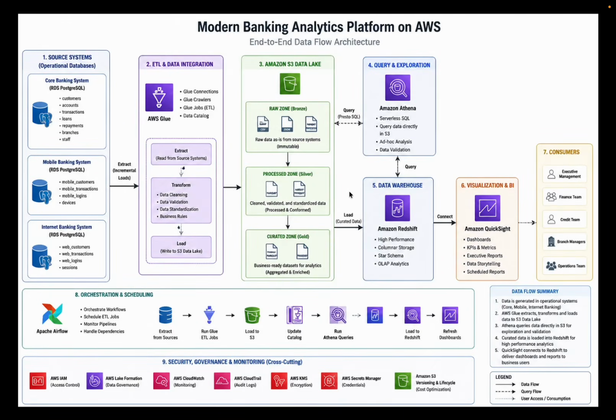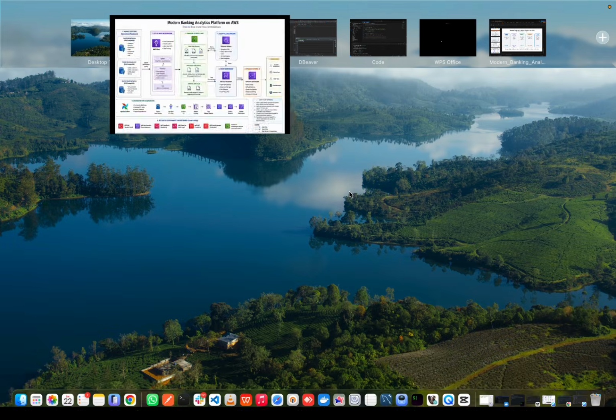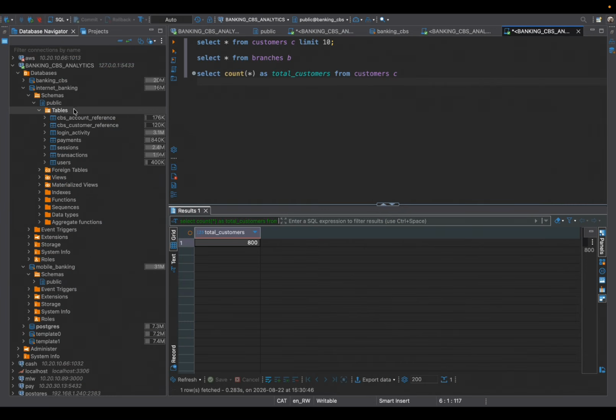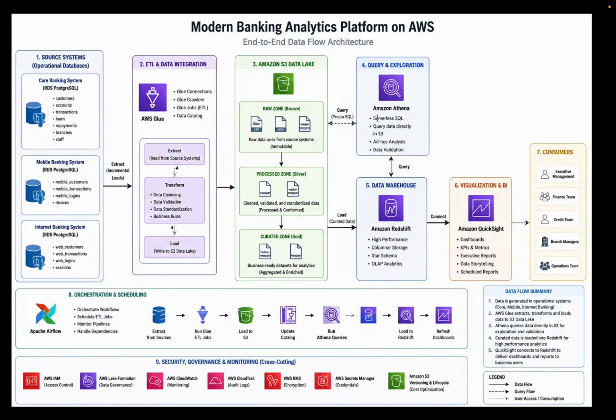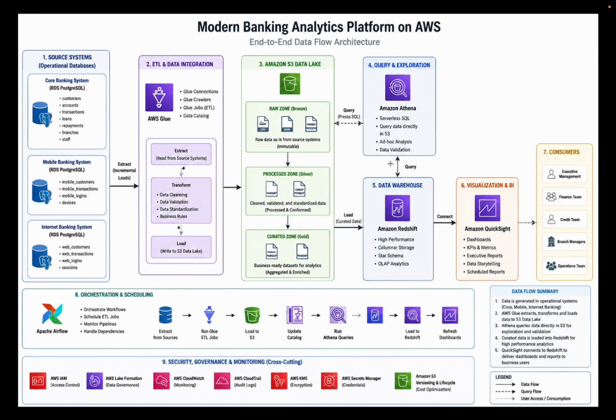Okay, in the previous episode, we managed to build the foundation of our core banking system, where we set up our PostgreSQL database, designed the banking database, created realistic banking data, and loaded it into our Postgres database. As you can see, we now have this banking data that we are going to use to implement this banking analytics platform solution.